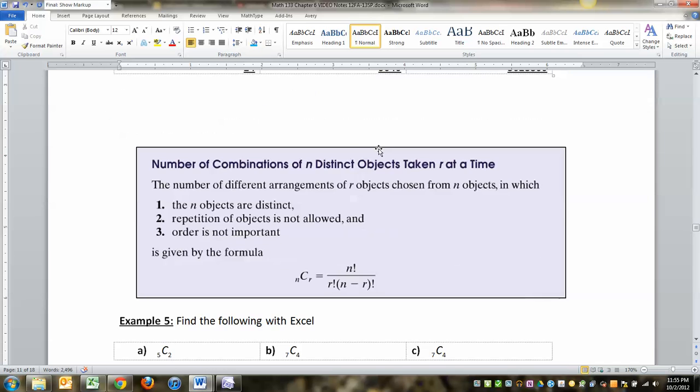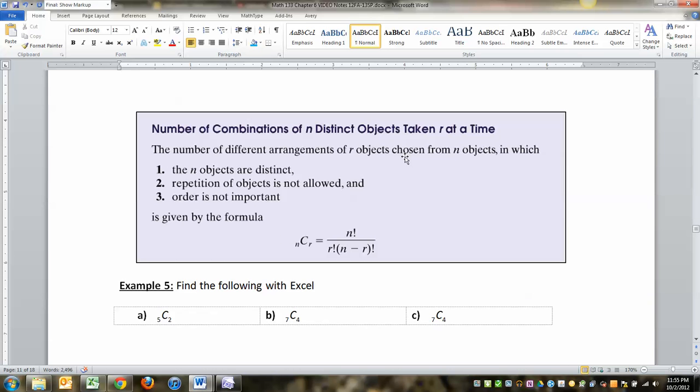Okay. Now, the number of combinations of n distinct objects taken r at a time. So remember, we learned the multiplication rule way back in chapter 5, where if I'm going to draw 2 cards with replacement, then the number of ways I can do that is 52 times 52, because it's with replacement. So we never really dealt with what to do if it's not replaced, and that's what a combination does.